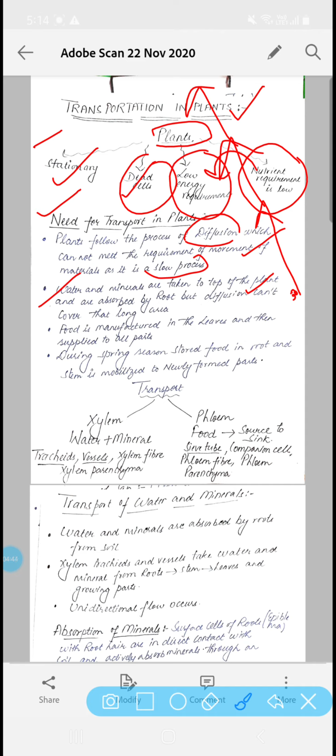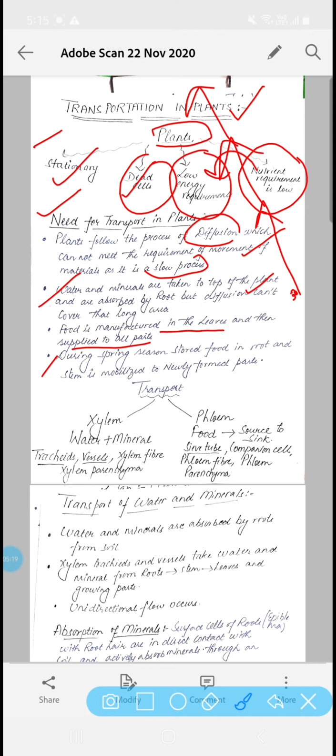Third, food is manufactured in the leaves and then supplied to all parts. That is again a requirement for transportation in plants. As we know, the kitchen of the plant is the leaf. So the leaf prepares food by photosynthesis, and that food also has to be transported from one part to another part. Now during the spring season, we all know what happens in the spring season, new flowers arise, fruits arise.